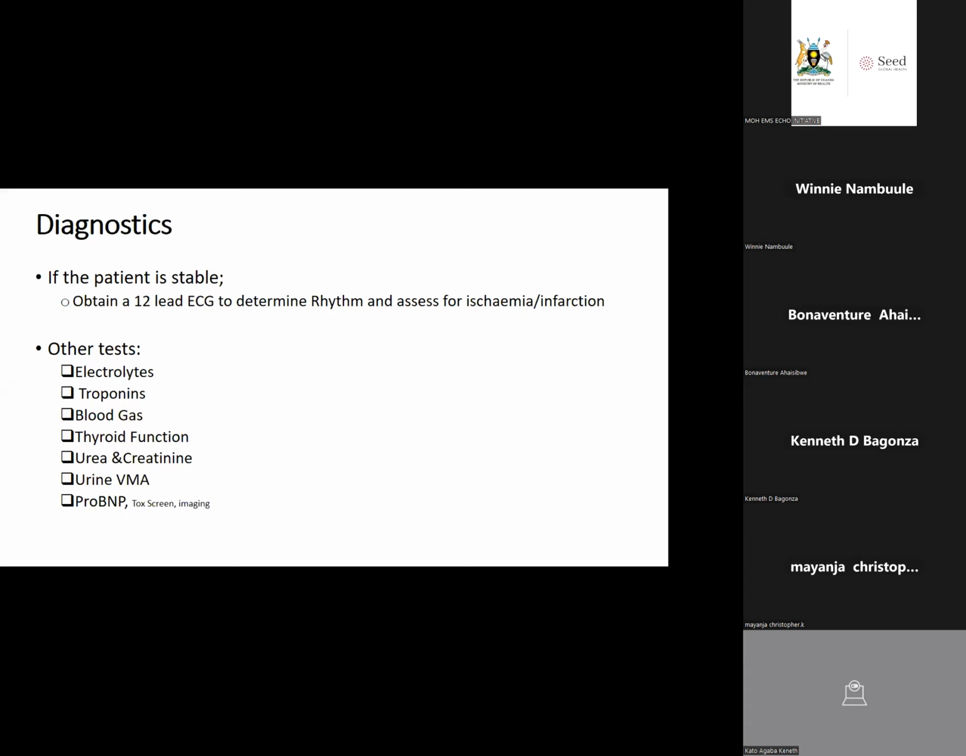But it's good to get these tests off early so that the people who are going to continue management of this patient after you have intervened initially can get the results as quickly as possible. Then the others are pro-BNP, which looks for features of heart failure. And then you can see in the very small print, you do toxicological screening. The results will take very long, might not even be very helpful because they take a while to come back. And then imaging as well, okay? Let's move on to the next slide.